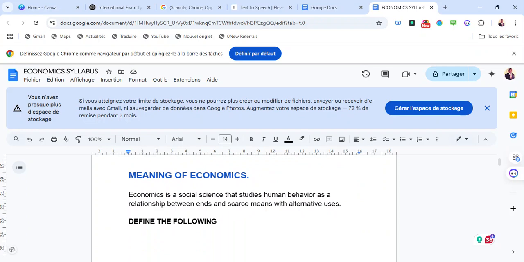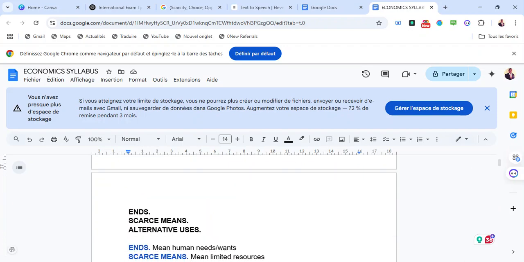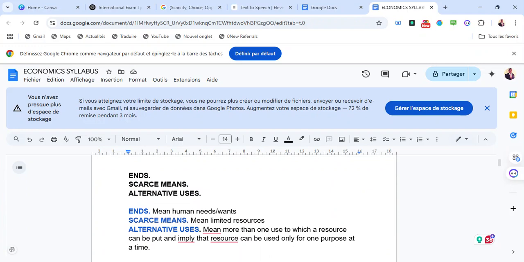Now let's look at the meaning of economics. We have defined economics as a social science that studies human behavior as a relationship between ends and scarce means with alternative uses. So you can see that all these things are actually in the definition. Now we are going to look at ends, scarce means, and alternative uses.